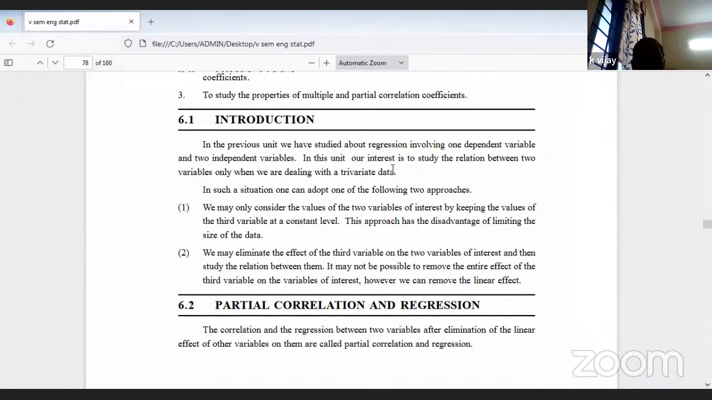So we have to eliminate the effect of the third variable on the two variables of interest and then study the relation between them. It may not be possible to remove the entire effect of the third variable on the variables of interest. However, we can remove the linear effect.